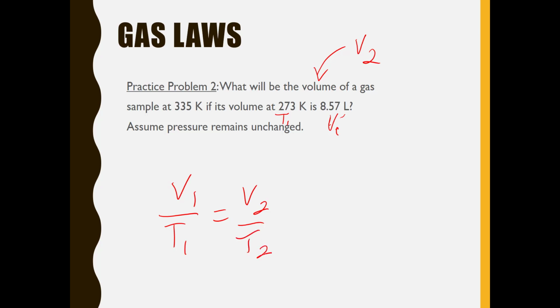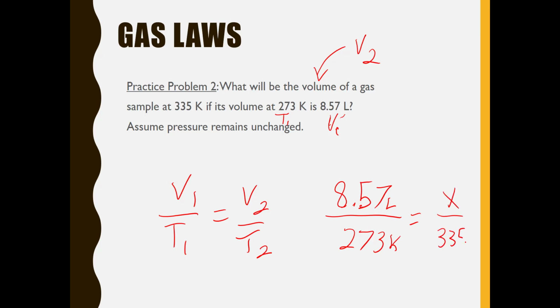So looking at our V1, we know it is 8.57 liters over our temperature, which is 273 Kelvin, already in Kelvin, so we don't need to convert that. We're looking for our new volume over 335. So you're going to cross multiply this, leaving you with 273x divided by 273, giving you an answer of 10.52 liters. Sig figs, least number of sig figs is 3, so your answer should be 10.5.